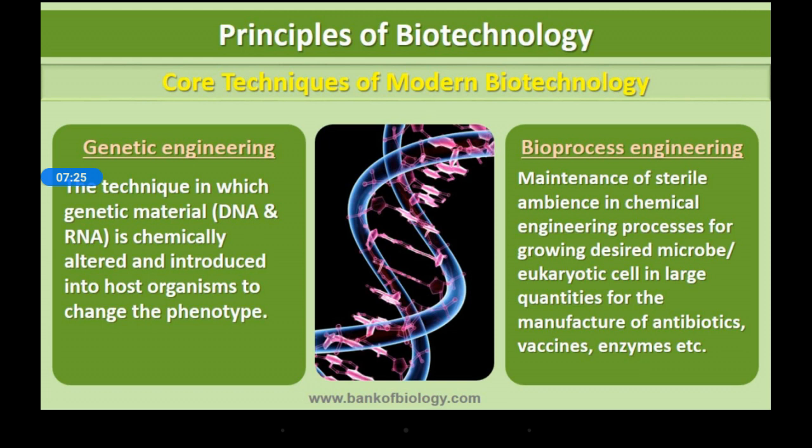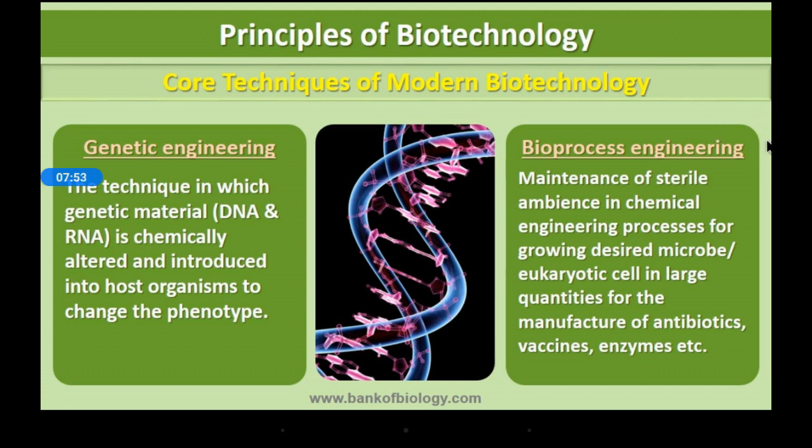Why are we growing that? To manufacture antibiotics, vaccines, enzymes, etc. So that process, growing desired microbes and eukaryotic cells for the manufacture of antibiotics, vaccines, enzymes, etc., is known as bioprocess engineering. So these come under modern biotechnology: genetic engineering and bioprocess engineering.